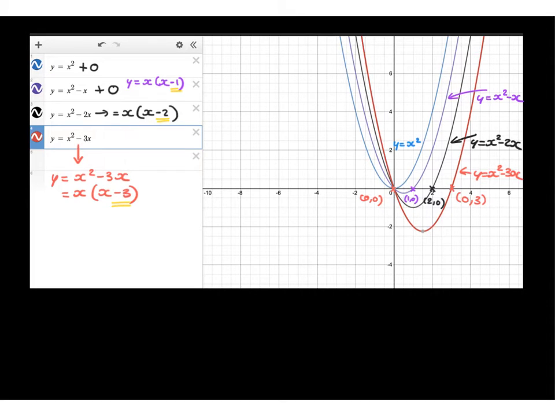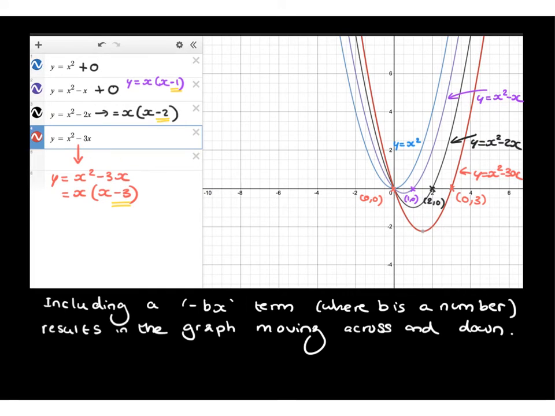So for the moment, we can say that adding an x term, or subtracting an x term, I suppose in this case, results in the graph moving. And by all accounts, the graphs appear to move to the right and down. So including a negative bx term, so for instance, here we have negative x, negative 2x, negative 3x, results in the graph moving across and down. So it's another type of translation that's occurring here.